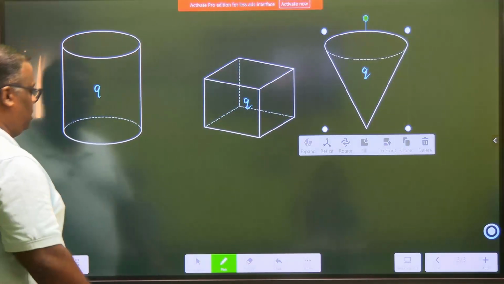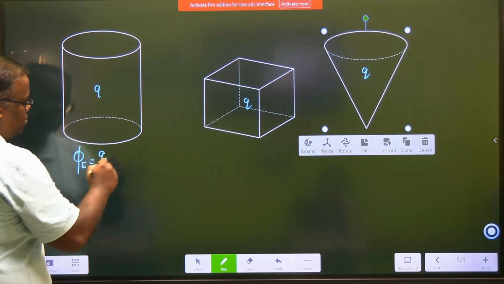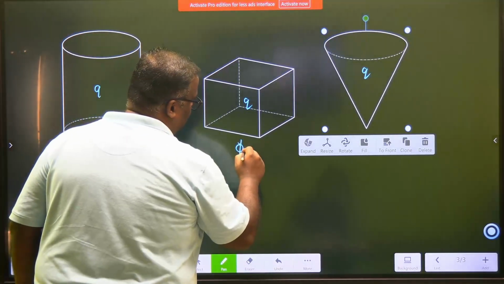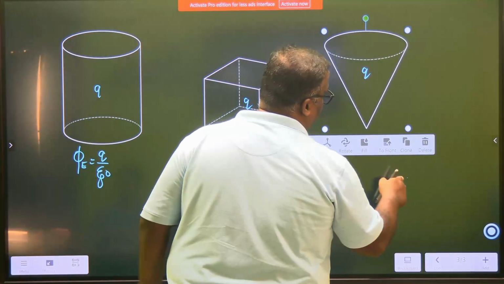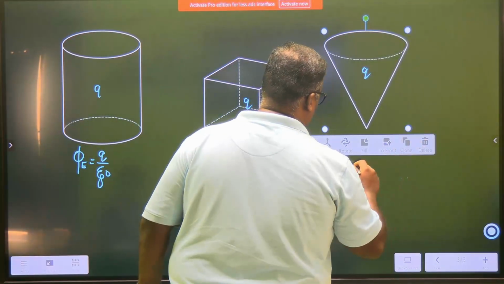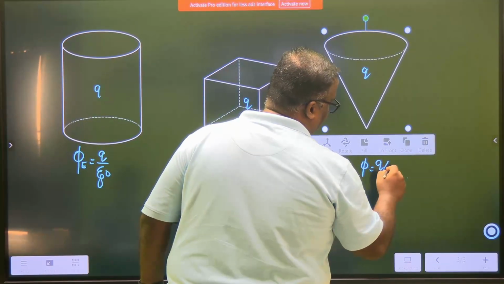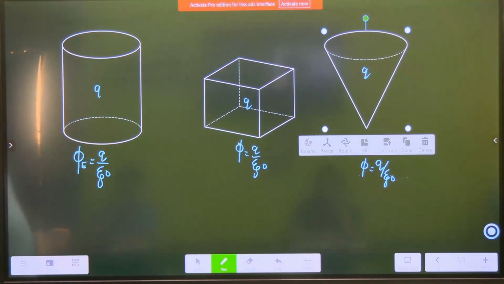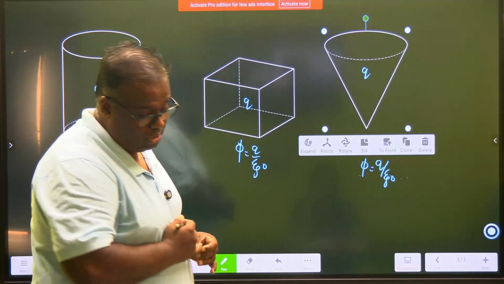So here what will not matter is the flux. In this case, phi E will be Q by epsilon naught, as long as it is in free space. Here also the flux will be Q by epsilon naught, and here also phi will be equal to Q by epsilon naught. This is for your understanding. It does not change on what type of shape you are considering. It will only change on whether the net charge inside it is getting changed or not. Okay, so Q should be inside.